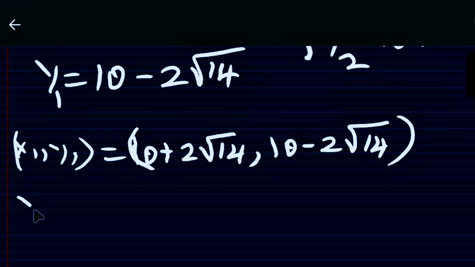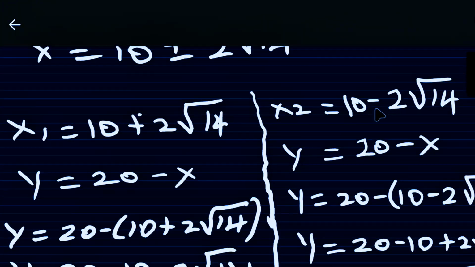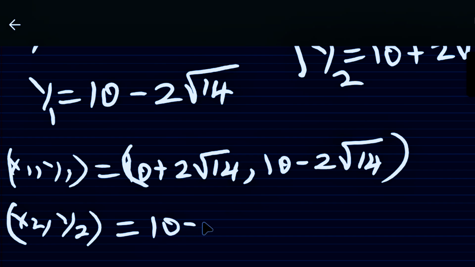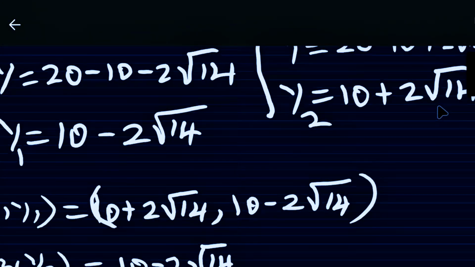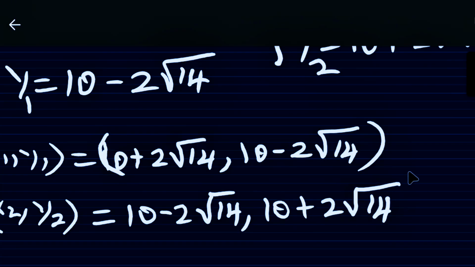So let's get x2, comma, y2. Now this will be equal to y2. Let's get x2 first. x2 is 10 minus 2 square root of 14. So x2 is 10 minus 2 square root of 14, and y2 is 10 plus 2 square root of 14. This is x2 and y2.